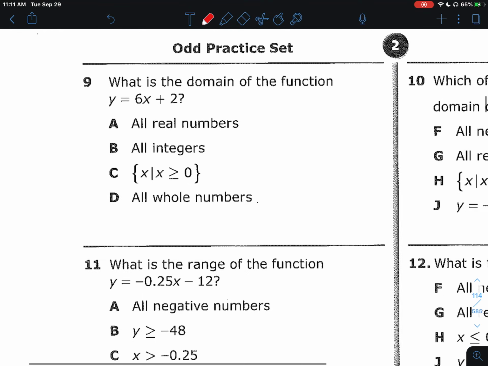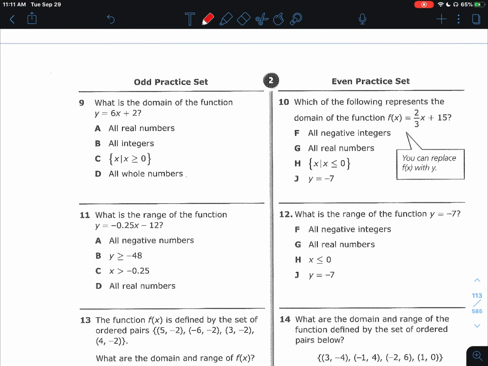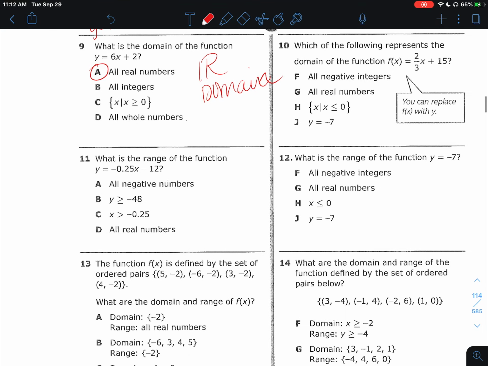All right. So for now, I want you guys just to know that any linear function, y equals mx plus b, is all real numbers for domain. Okay, so I would say A. For this one, for all linear equations that look like this, y equals mx plus b, my range is all real numbers.